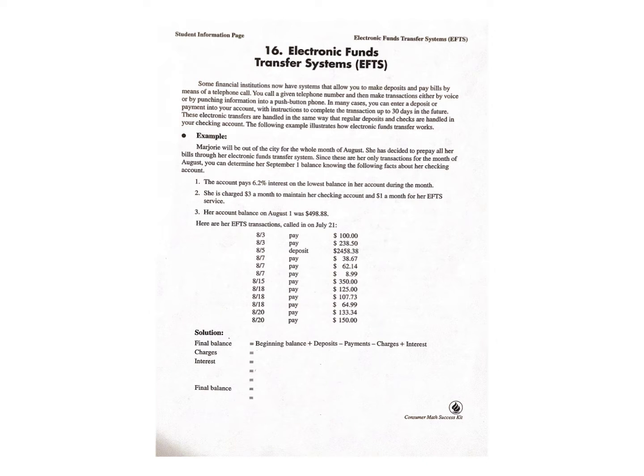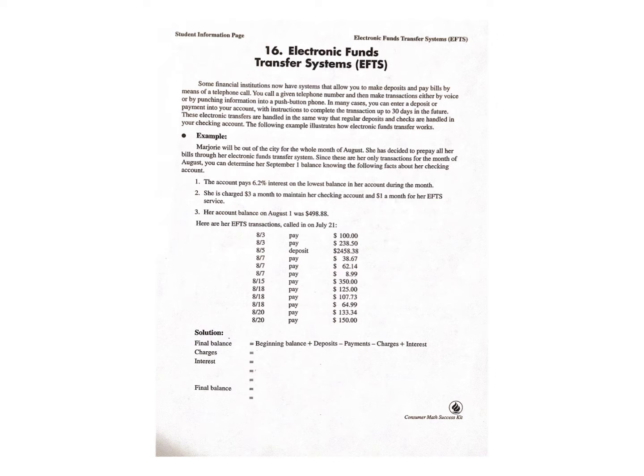So here's an example of how this works. Marjorie's going to be out of the city for the whole month of August. She decided to prepay all her bills through electronic funds system. Since these are her only transactions, we're going to determine her September 1 balance knowing the following facts. So we know that she gets 6.2% interest on the lowest balance in her account during the month. We also know that she's charged $3 a month to maintain her account and $1 a month for her EFTs.